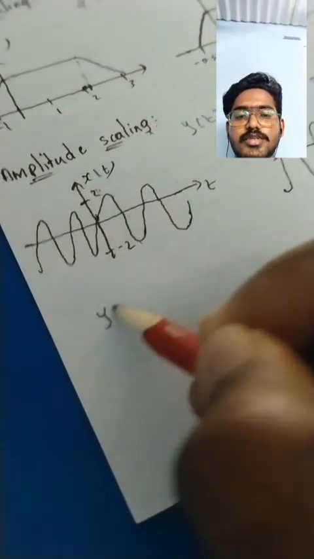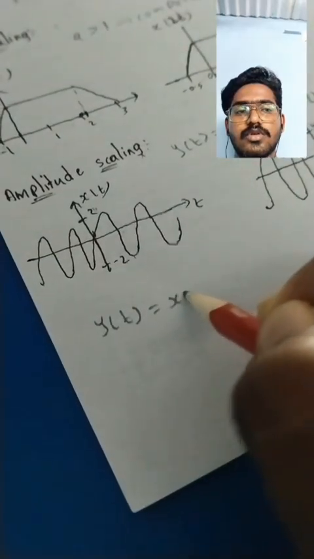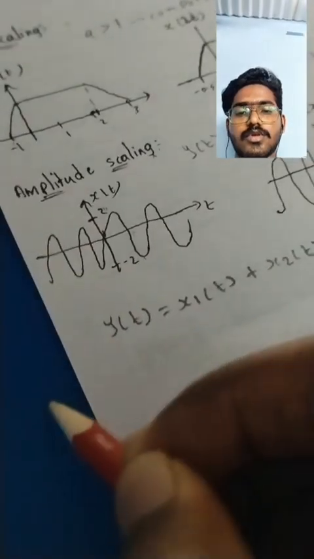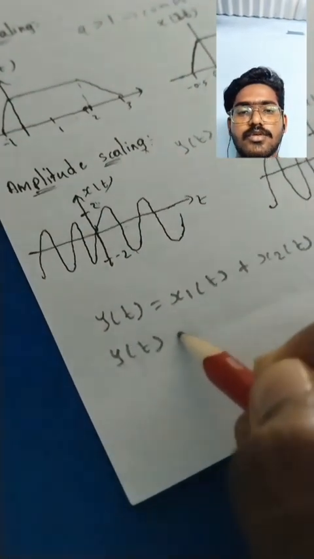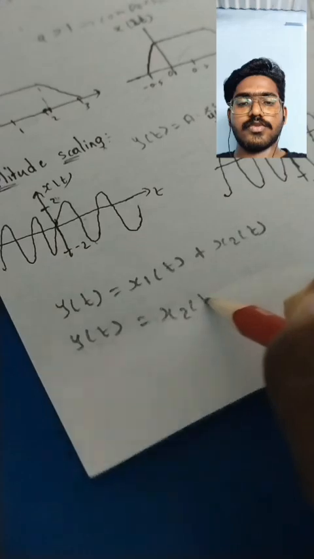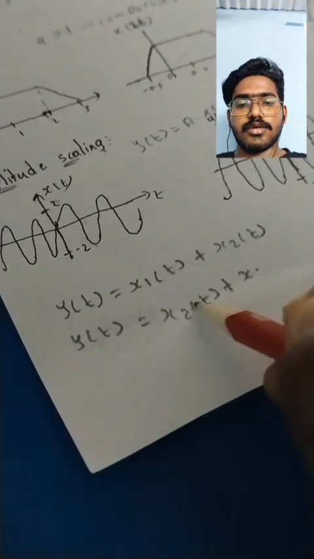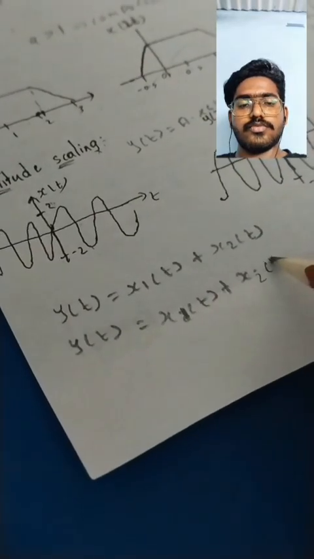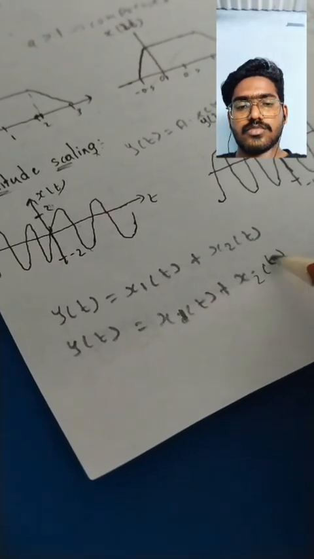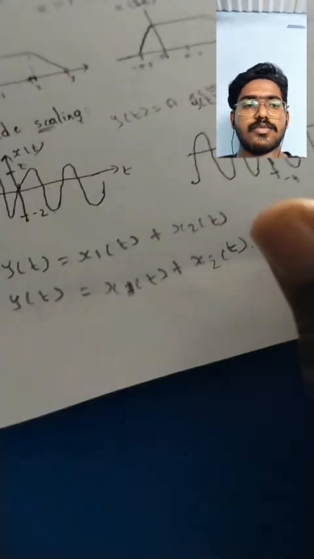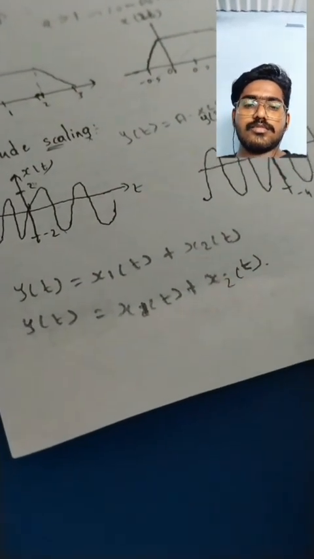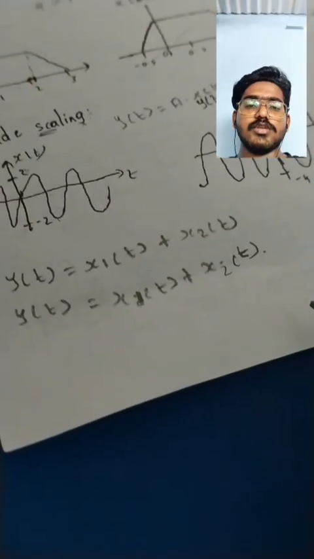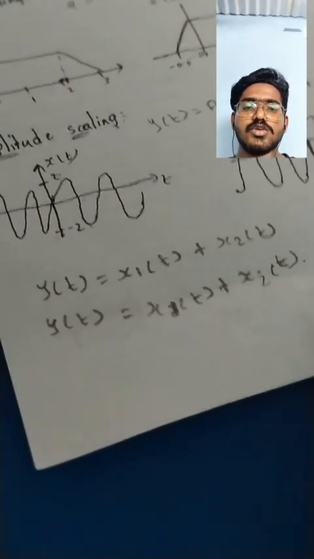The addition of signals is represented as y of t is equal to x1 of t plus x2 of t, and the subtraction is represented as y of t is equal to x1 of t minus x2 of t. Application: it is used in interference and superposition.